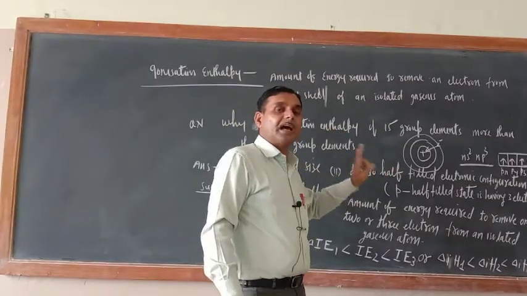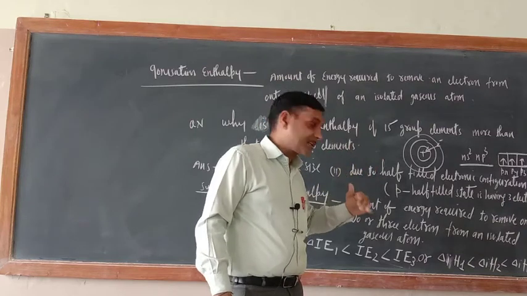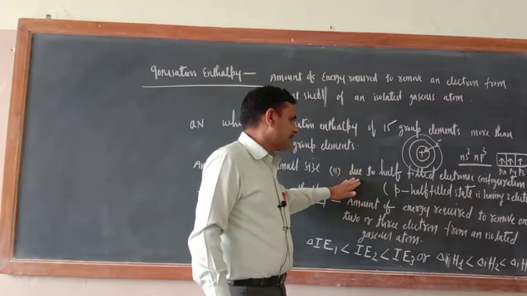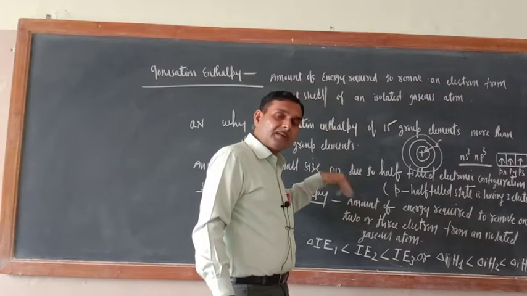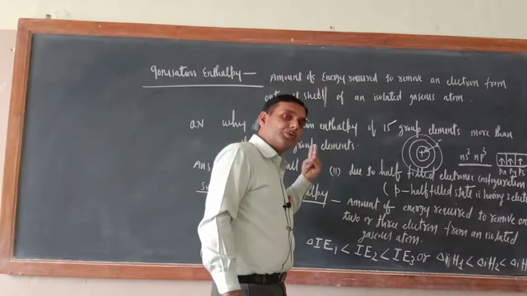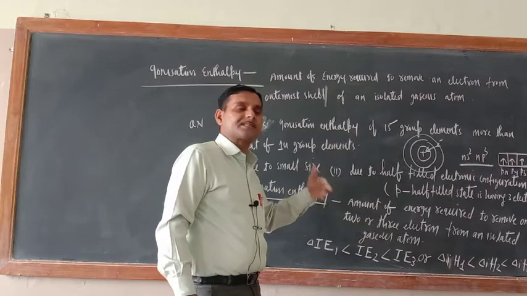So if they have 1 electron each, they are half filled, and the half-filled state is stable. To remove an electron from the half-filled state, more amount of energy is required. So due to these 2 reasons, the ionization enthalpy of 15th group elements is more.